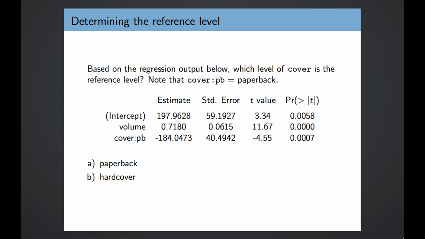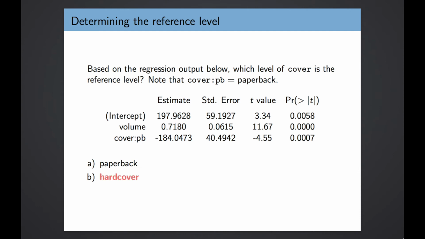So if I have 2 levels of my categorical variable, I can add one dummy variable to my model that is equal to 1, indicating any time we see that particular value of the categorical variable, and then we leave the other category represented as zeros in that dummy variable. So based on this output here, based on how we've specified this model, which level of the cover variable is the reference level?